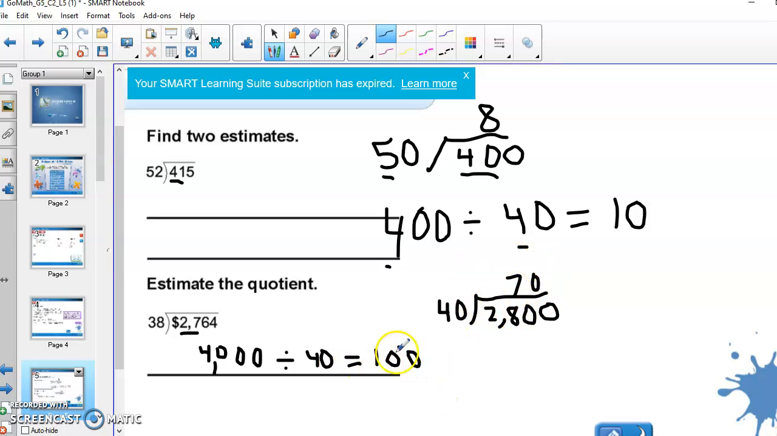Here I came up with an estimate of 100. Which one do you think would be closer to the actual answer? I think this one would also. The reason is 2,800 is much closer to the actual dividend than when I rounded 2,764 up all the way up to 4,000.